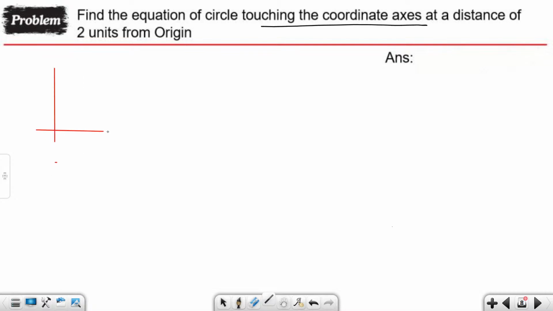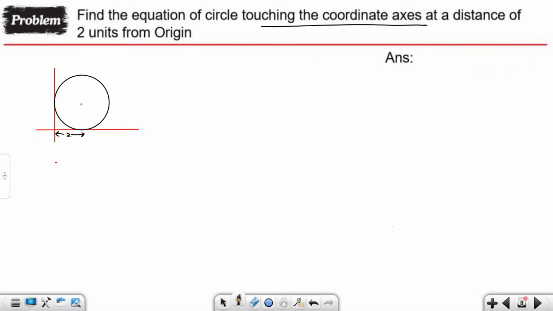So this is my circle. This is the coordinate axes. Now, it is touching both the coordinate axes. So it will be something like this, okay? And what they have said is that it is touching at a distance of 2 units from the origin. That is, this distance is 2 units. Okay, I have taken this circle in the first quadrant. It can be in the second, third, or fourth quadrant also.